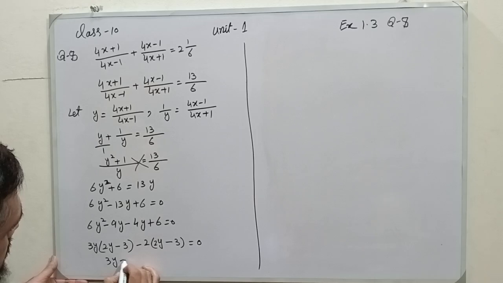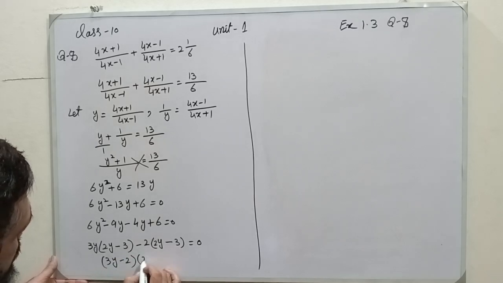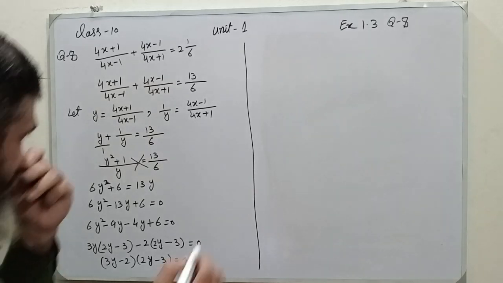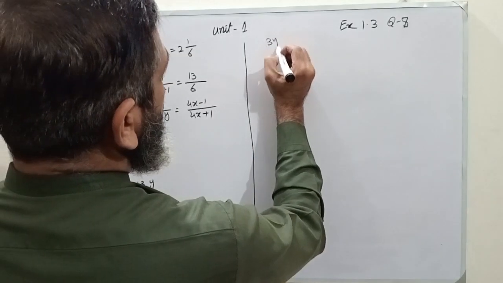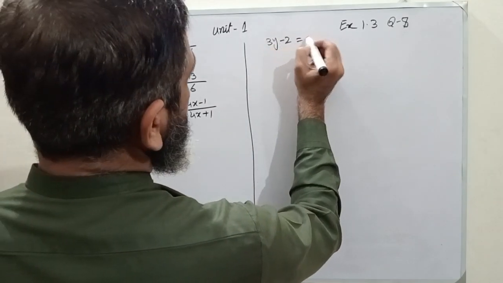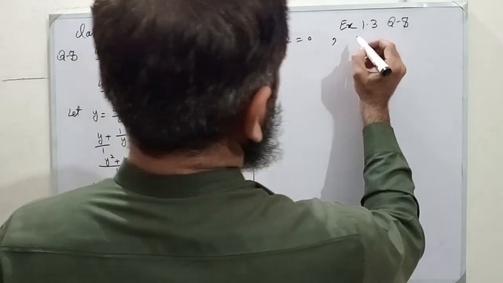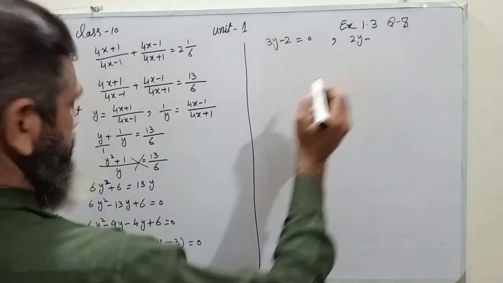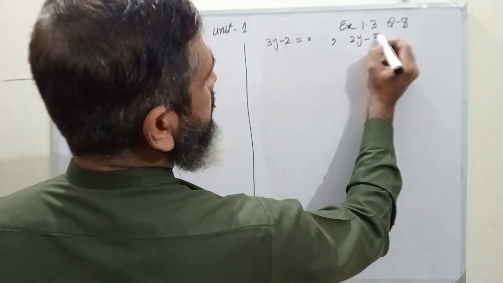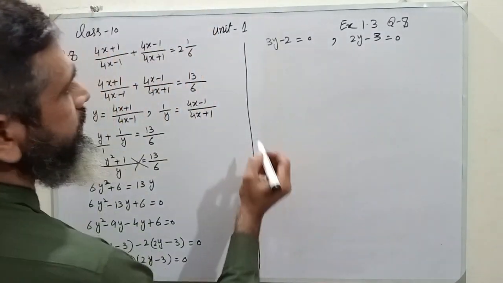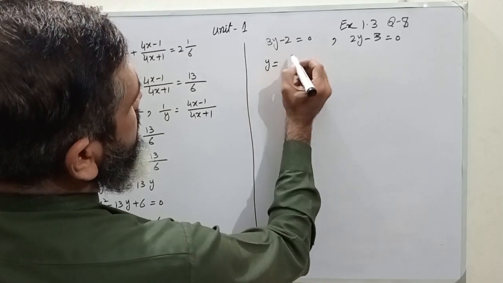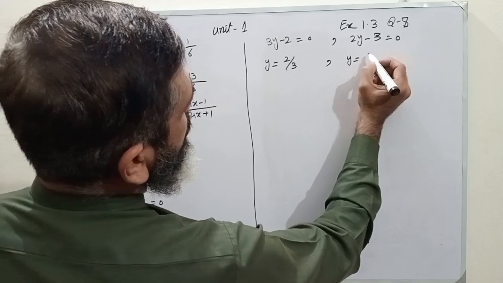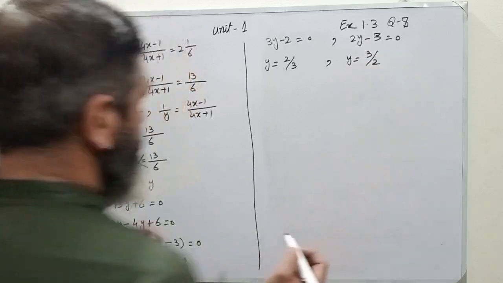Here 3y minus 2 and 2y minus 3 is equal to 0. So here 3y minus 2 is equal to 0 and 2y minus 3 is equal to 0. So here y is 2 over 3 and here y is equal to 3 over 2.